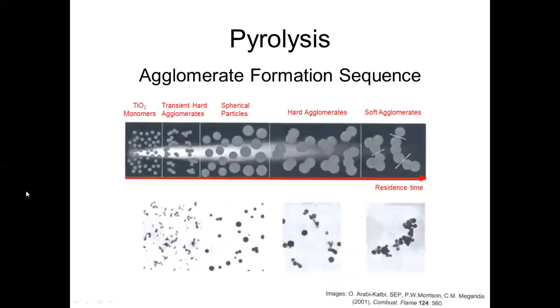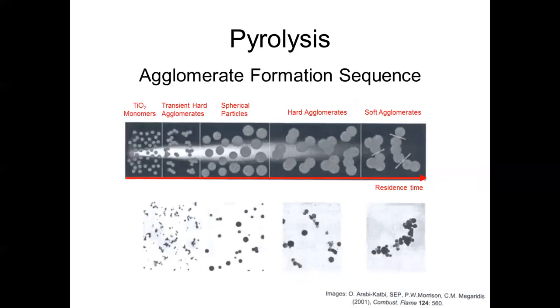So agglomerate formation sequences is what we're doing. In a spray, we form these monomers, and then we form transient hard agglomerates, and then into spherical particles. And then further in our flame, we'll have enough energy at that point to further form hard agglomerates. And again, this is probably the area that is the most desirable because these are robust and have a small Gaussian distribution of sizes.